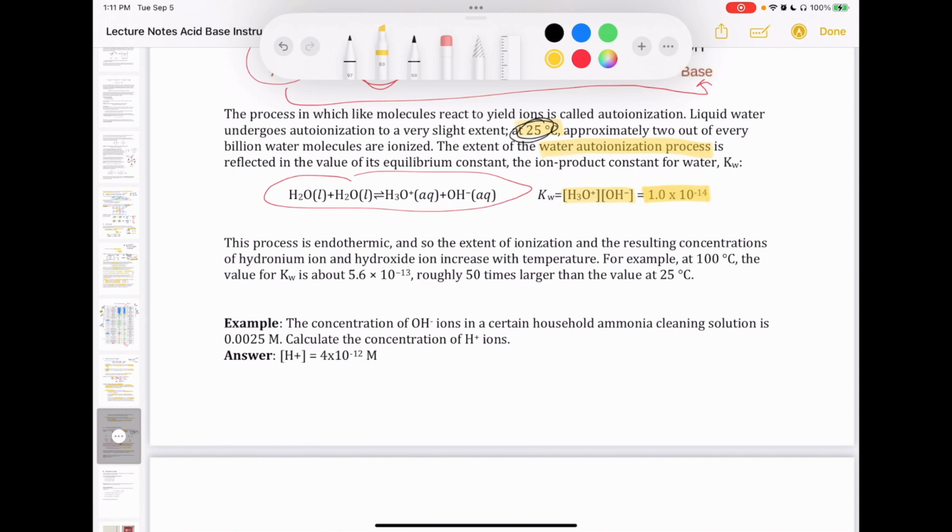Okay. In fact, we know that this process is endothermic. So based on our Le Chatelier principle analysis, when you increase temperature, the K value would actually increase. So for example, here the Kw is actually 5.6 times 10 to the minus 13 at 100 degrees Celsius, which is about 50 times larger than what it is at 25 degrees Celsius. If you're not told anything else, you can assume that you're dealing with 25 Celsius, you can use 10 to the minus 14.